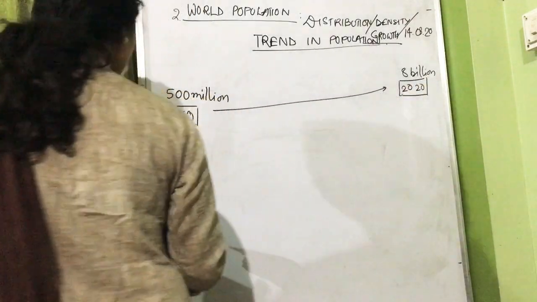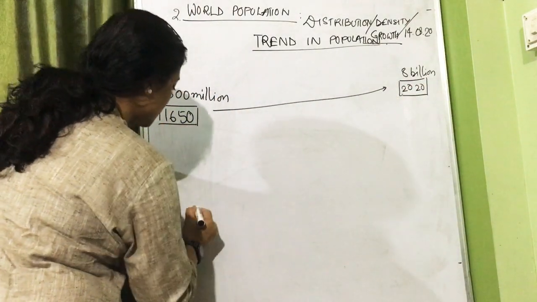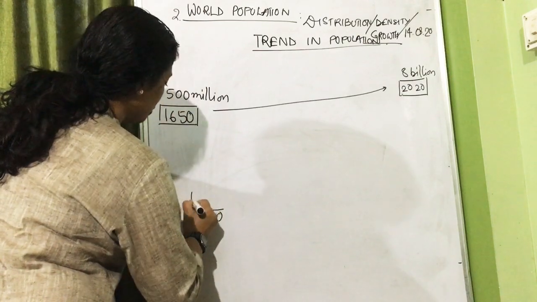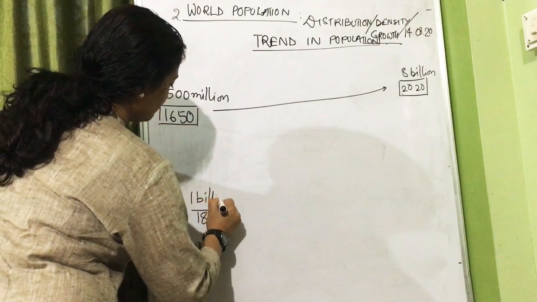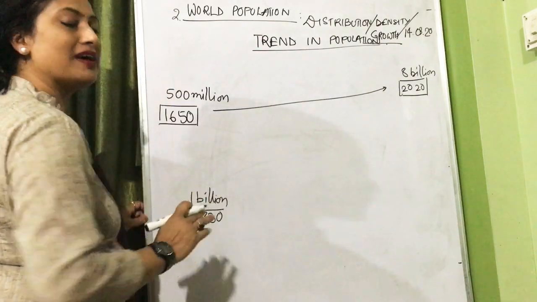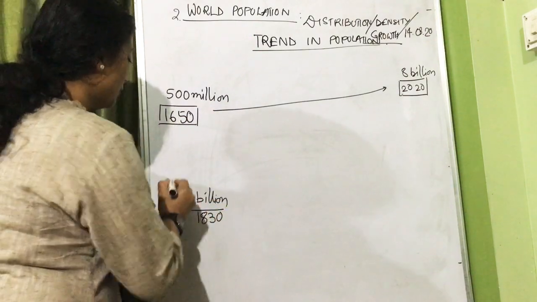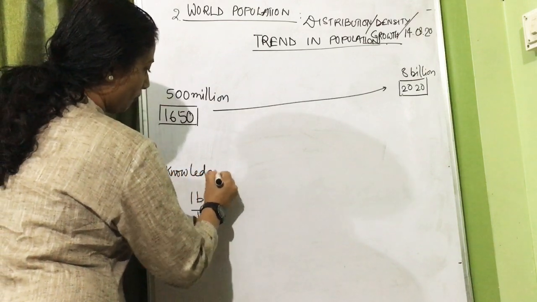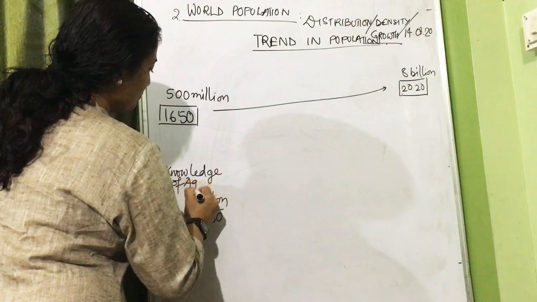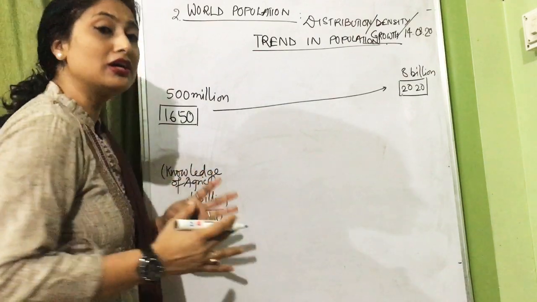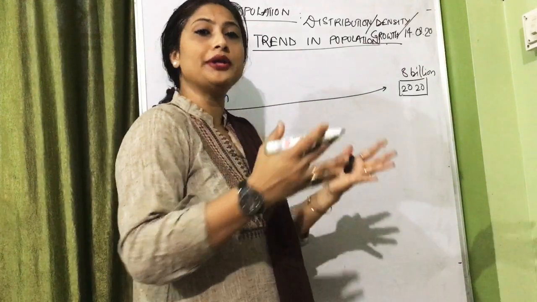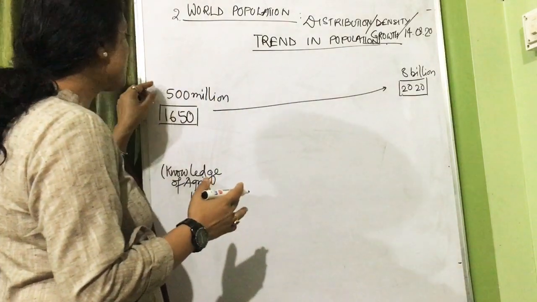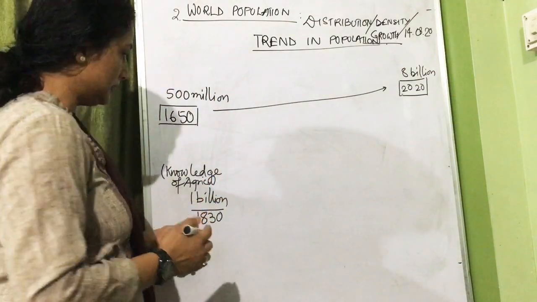So let's see. From 1650 to 1830, the population reached 1 billion. It means there was an increase of 500 million, and the reason was the knowledge of agriculture. People learned how to grow crops, so they did not have to worry about hunting and gathering. Now they could grow their own food, so the population increased from 500 million to 1 billion in 1830.